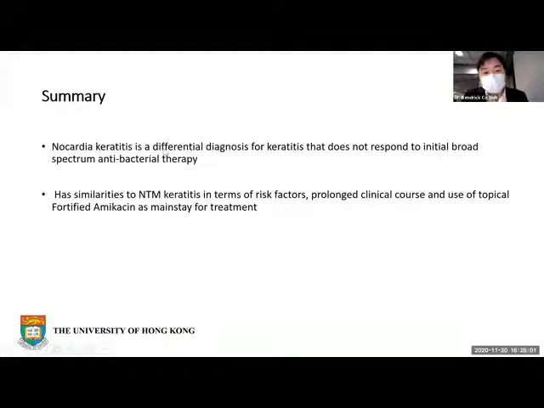And Nocardia is an important differential diagnosis, especially for keratitis that does not respond initially to broad spectrum antibacterial therapy, and especially those without a contact lens use history. And in terms of the similarities to NTM keratitis, they are in terms of the risk factors, prolonged clinical course, and also use of fortified amikacin as the mainstay.